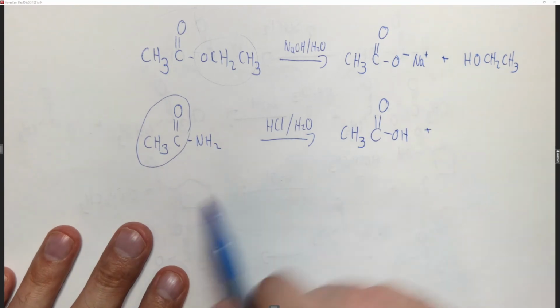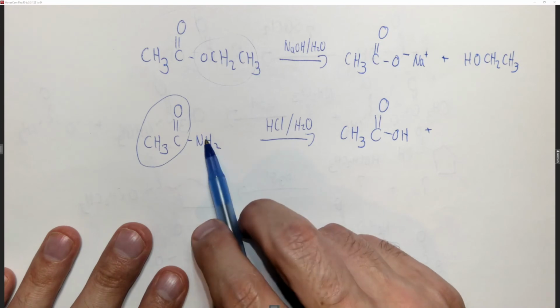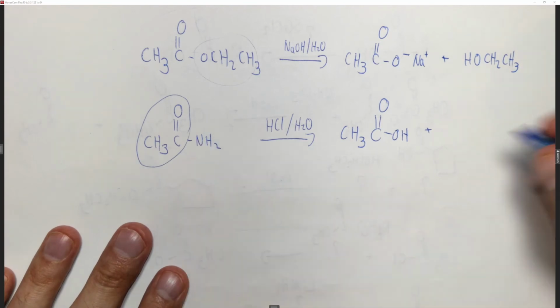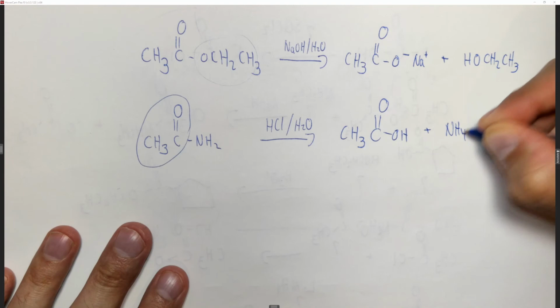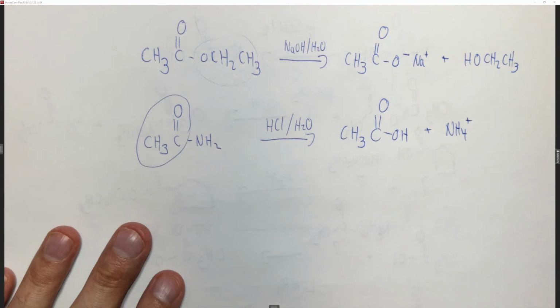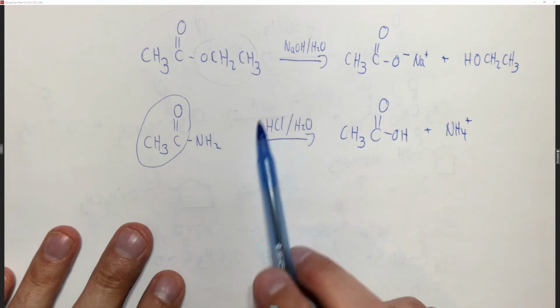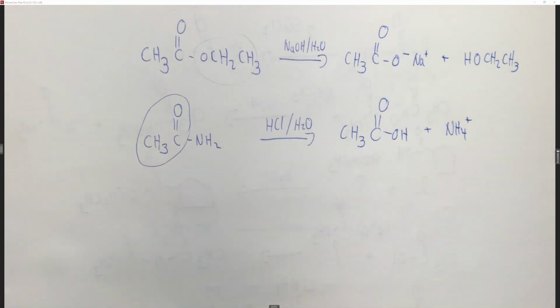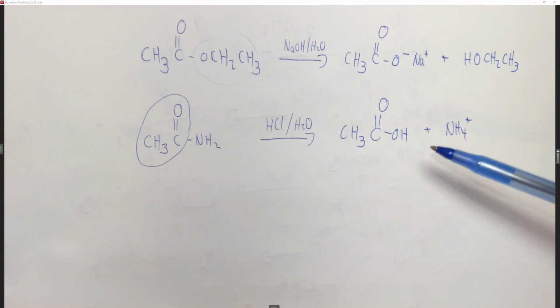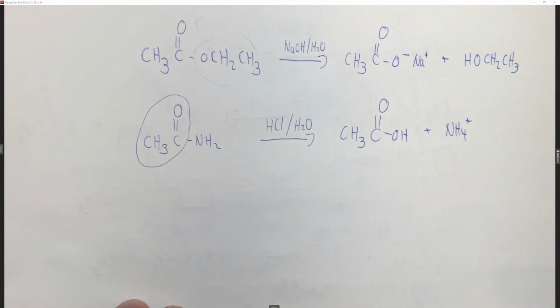But remember, you can't get NH3 in solution. Instead, it's NH4+ that you're going to get in solution. Why? Because ammonia, NH3, is a base. Bases in the presence of acids become protonated. So we need to remember our acid-base chemistry when we're looking at these hydrolysis type reactions.